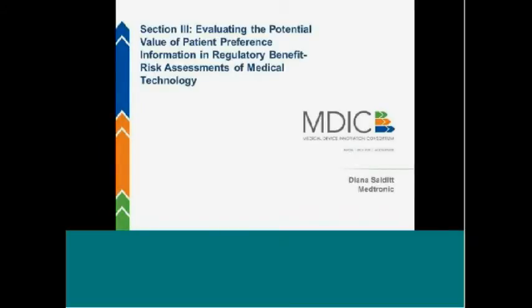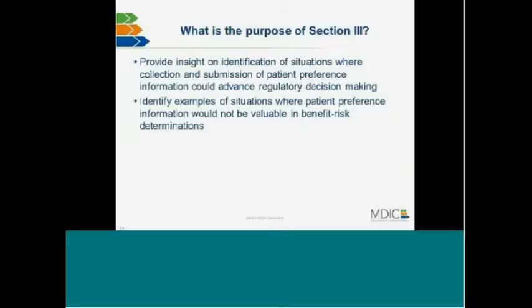So I'll be talking about Section 3, which is evaluating the potential value of patient preference information in regulatory benefit risk assessments. First, what's the purpose of Section 3? It's to provide insight on situations where patient preference information could advance regulatory decision making. And then, as a secondary purpose, to supplement that information, we also identified situations where patient preference information would probably not be valuable in the benefit risk determination.